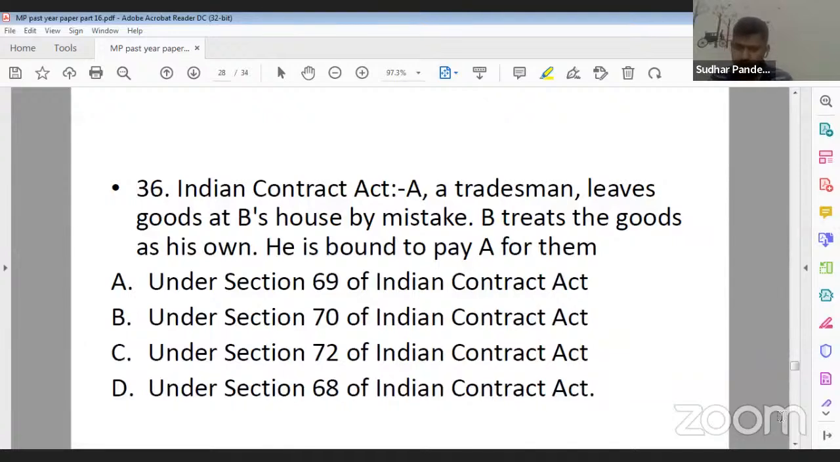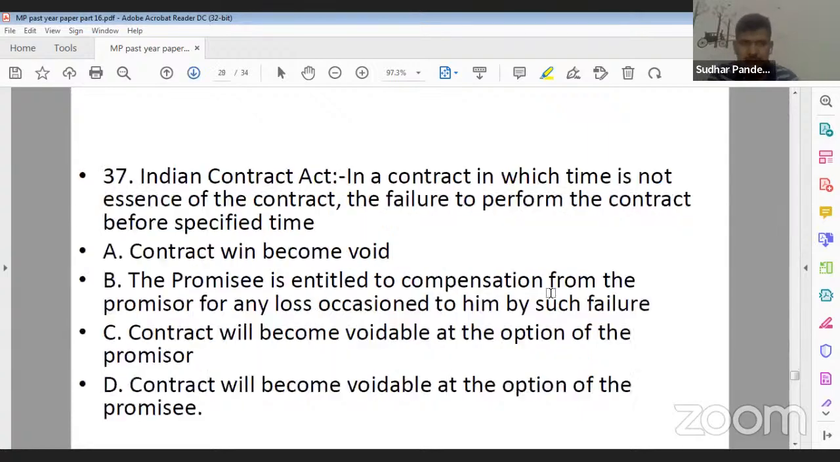Next, this particular question, question number 36. What should be the correct answer? Yes. So, question number 36. Its correct answer is B for Bangalore. That is, under section 70 of Indian Contract Act, if a person leaves the goods and another person uses those goods, he is liable to repay for the consumption. So this particular thing is defined under section 70 of Indian Contract Act, right?